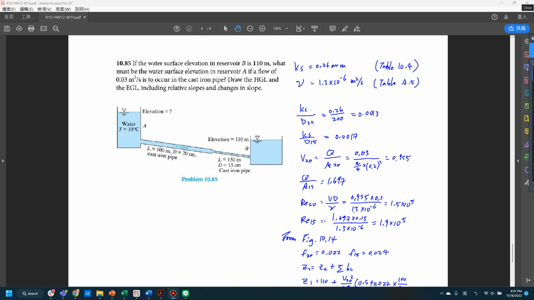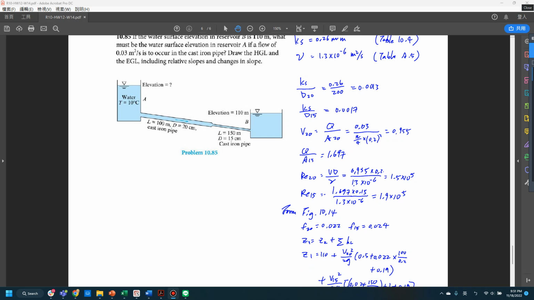You plug in the information correspondingly for pipe 1 and pipe 2, and you can calculate the velocity using the equation: the flow rate divided by the cross-section area. You know the diameter, so you should be able to calculate this area, and you also know the flow rate that is given by the problem, equal to 0.03. So the velocity is a known variable that is equal to 0.955.